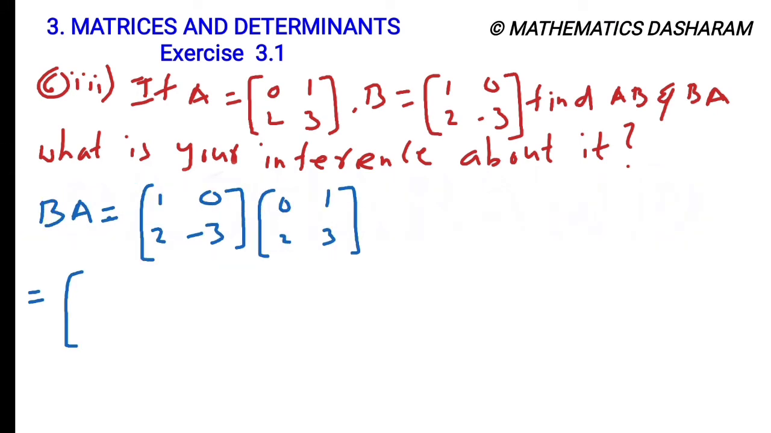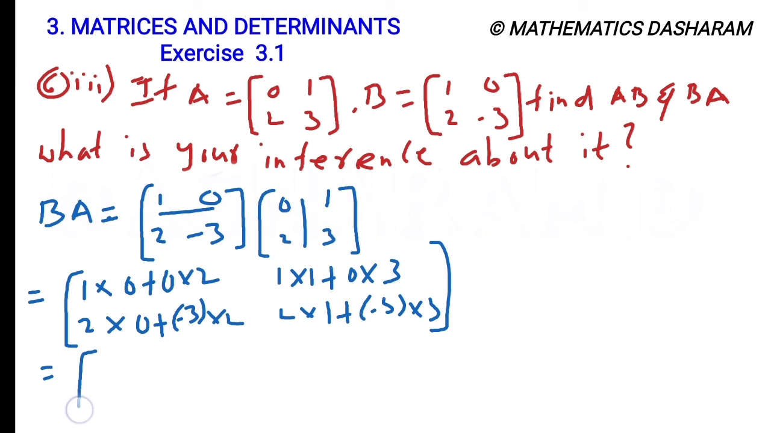So next find out the BA. So here 2 by 2, here also 2 by 2. So number of columns in the first matrix equals number of rows in the second matrix. So product is possible. So then first row, first column, 1 into 0 plus 0 into 2. Next first row, second column, 1 into 1 plus 0 into 3.